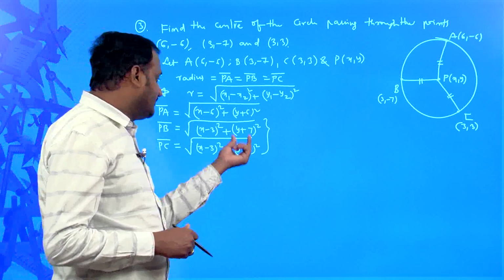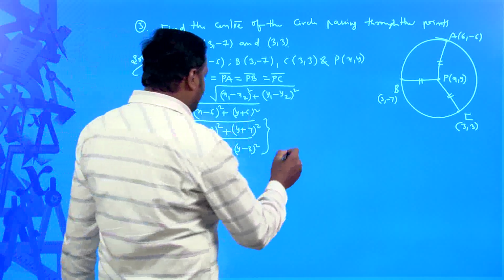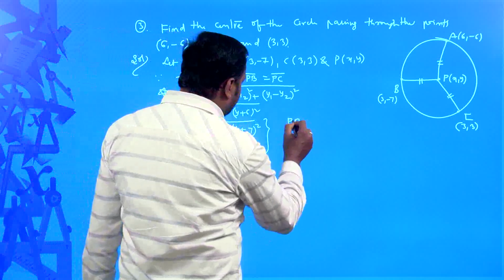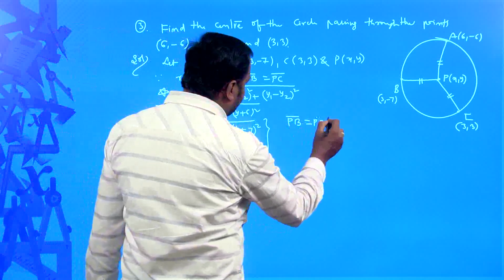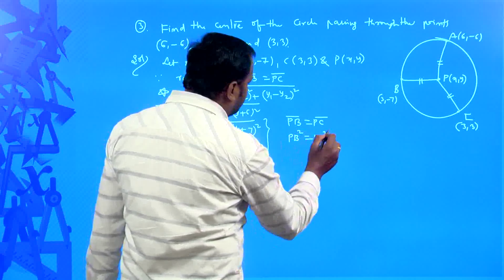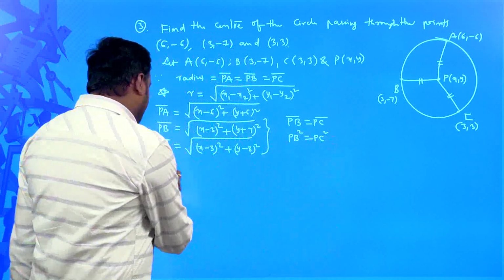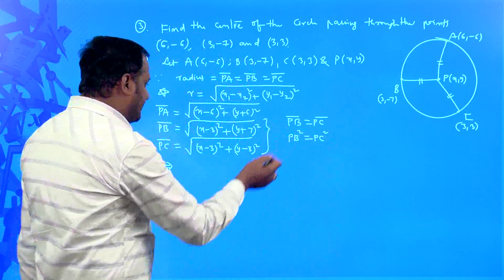So directly you get the value of y. Hope you understand. Right. So I am equating both of them. PB is equal to PC. If PB is equal to PC, then PB square is equal to PC square. If I use this strategy, then I would get PB square equal to PC square.